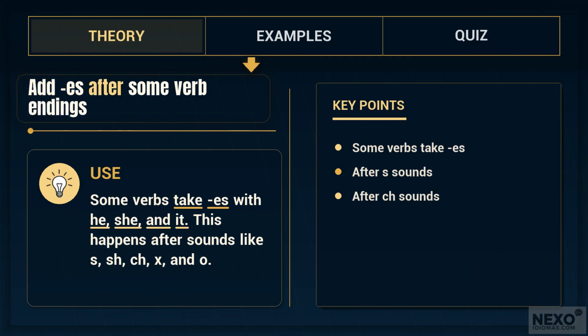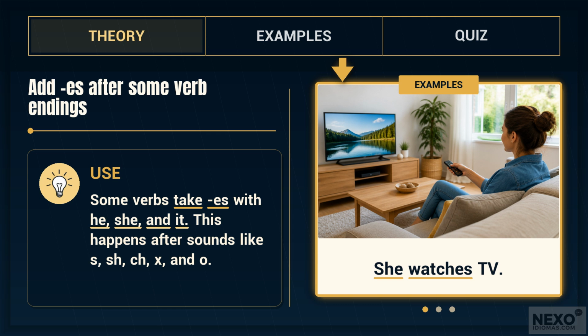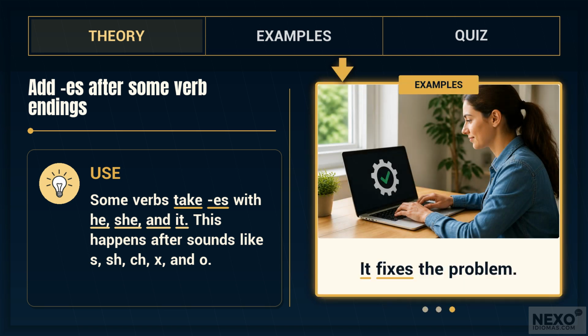Add es after some verb endings. Some verbs take es with he, she, and it. This happens after sounds like s, sh, x, and o. Example. She watches TV. Example. He goes home. Example. It fixes the problem.